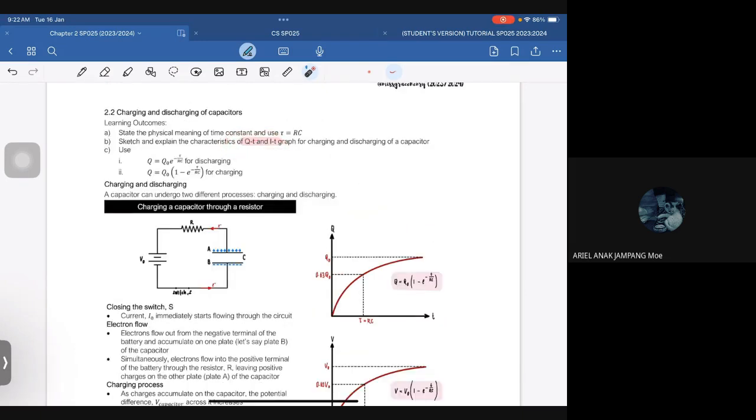Lepas tu untuk calculation, the only formula yang kamu akan guna is these two here. Okay, so yang ini selalunya budak tidak dapat hafal which one is for discharging, which one is for charging.